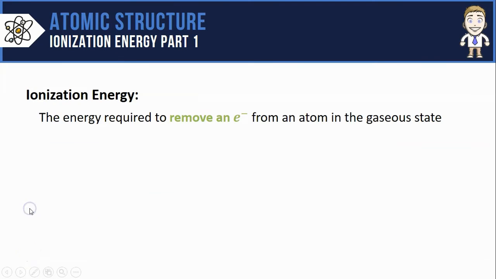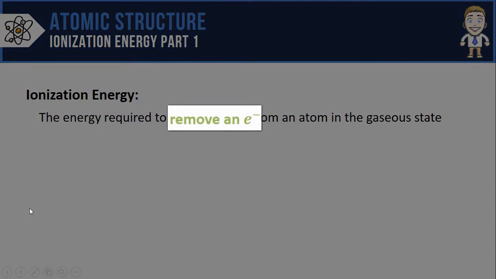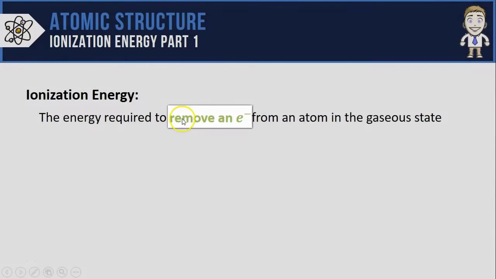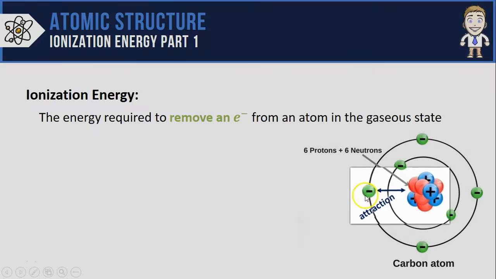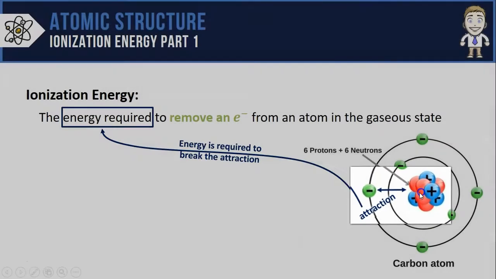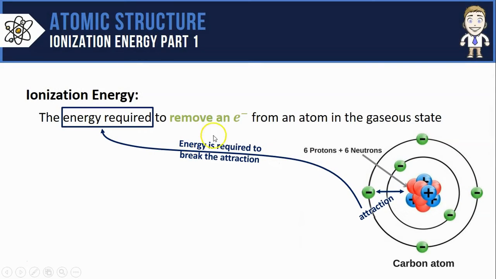So ionization energy is the energy required to remove an electron. That's really important. We're specifically removing an electron from an atom in the gaseous state. So we can model this process using the carbon atom shown at the right. This electron here in the outermost ring is attracted to that positive nucleus. That's why energy is required. You have to break that attraction in order to remove the electron.